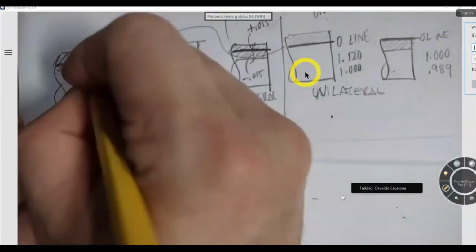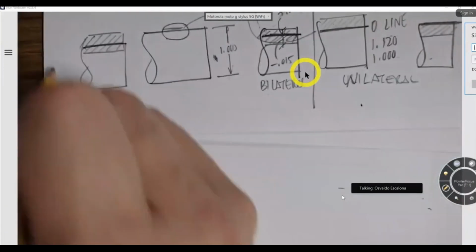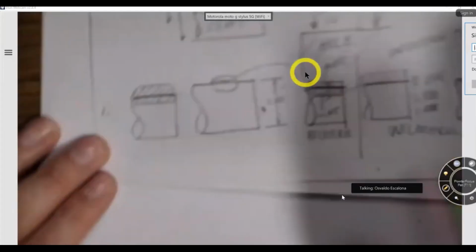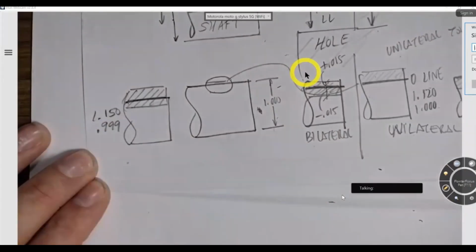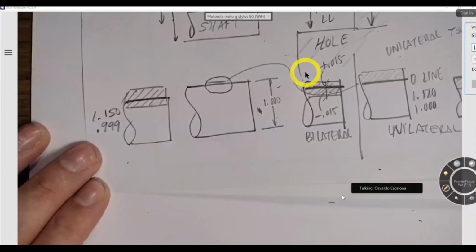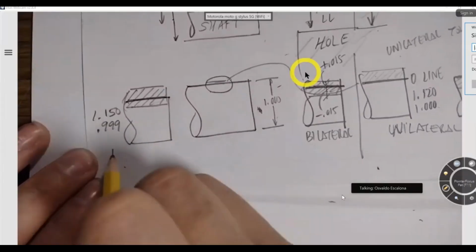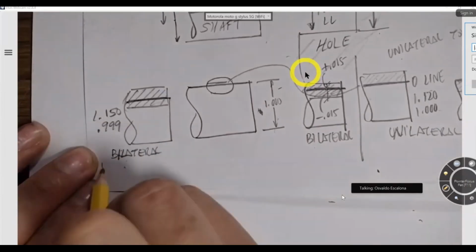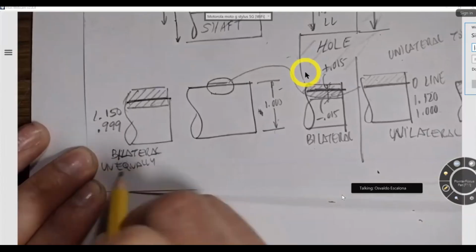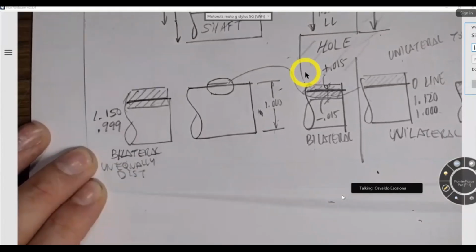How would that be? I don't know, 1.150, 0.999. See? I went from the 1, and then I went 150 down, right? 150,000 up, and 1,000 down. Are we good? Okay. This guy, we call it bilateral, and we call it unequally distributed, right? I distribute it differently.